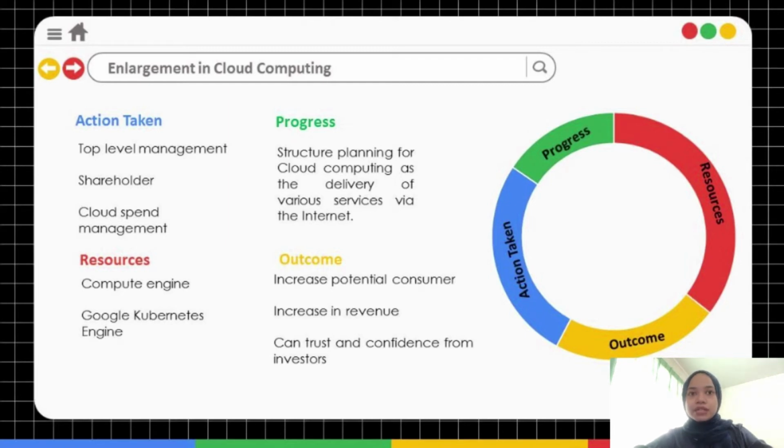The first one is the cloud engine, whereby the virtual machine of Alphabet controls the running data of the server of cloud computing, also known as a data center. The second resource required is Google Kubernetes Engine. It is the software by Alphabet that manages the environment for running applications through cloud computing.